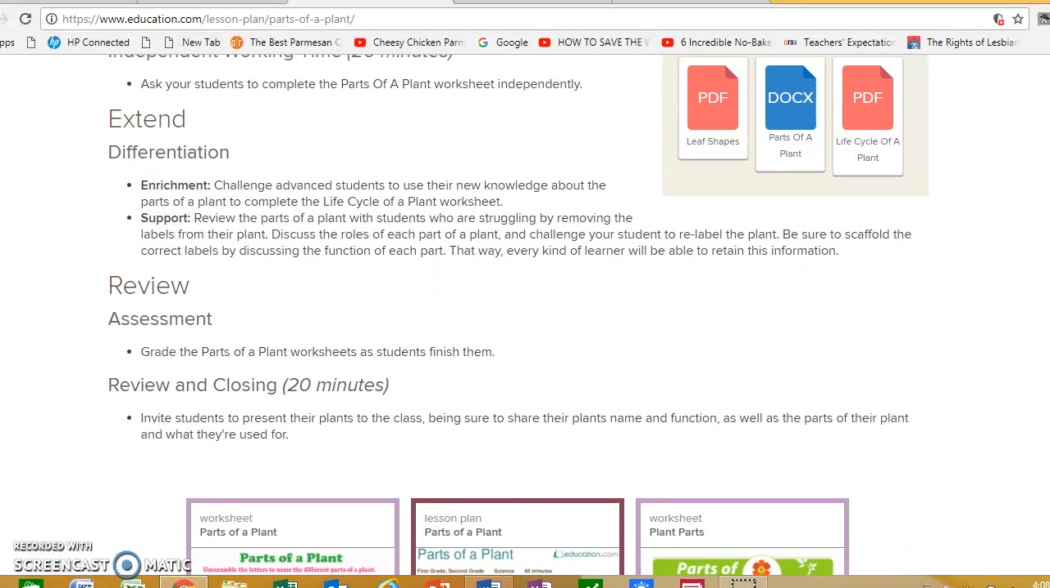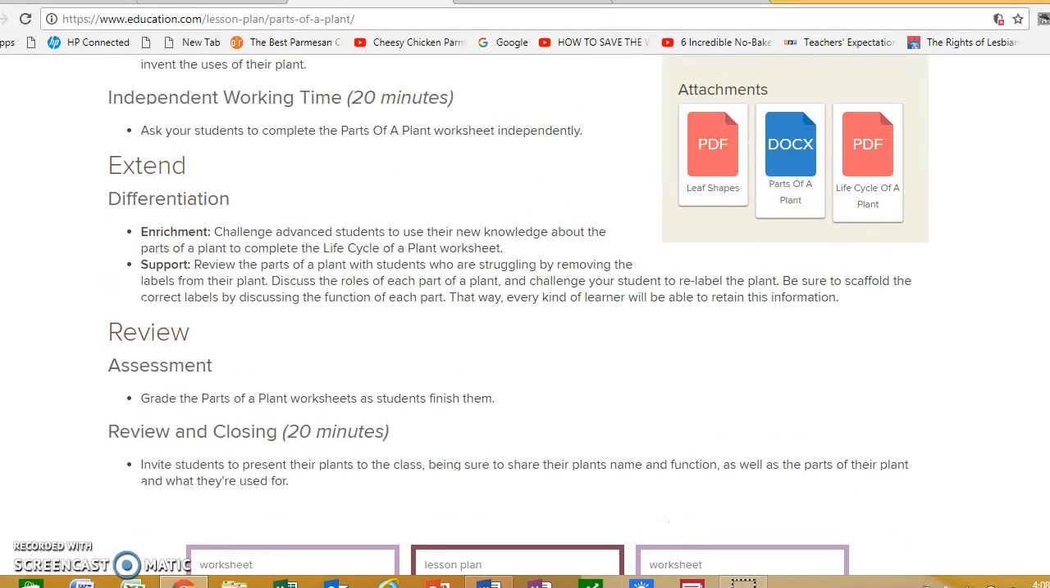And then we have the review part of the lesson plan, which I really like because the students get to present what they did in class and make sure they know what the parts of the plan are, and it helps them share what they learned to their class. So maybe if somebody didn't learn part of it, maybe that can help another student.